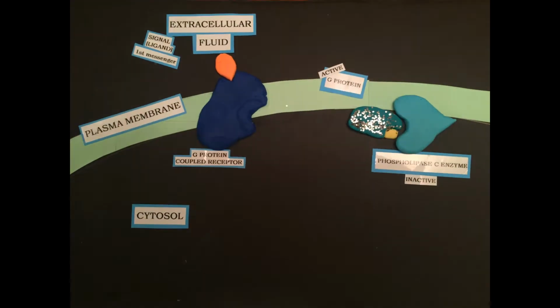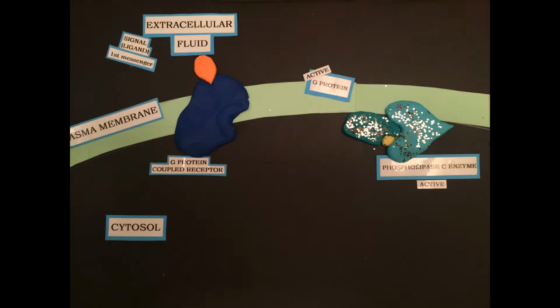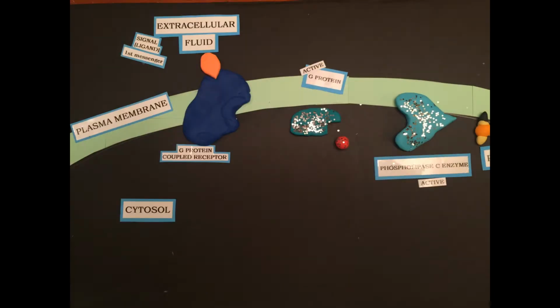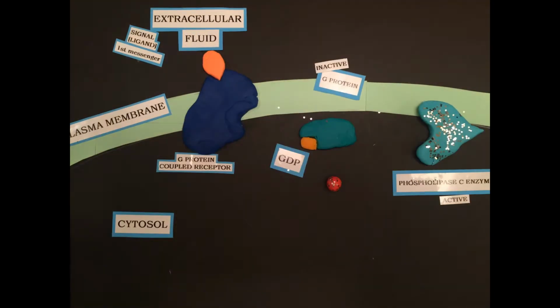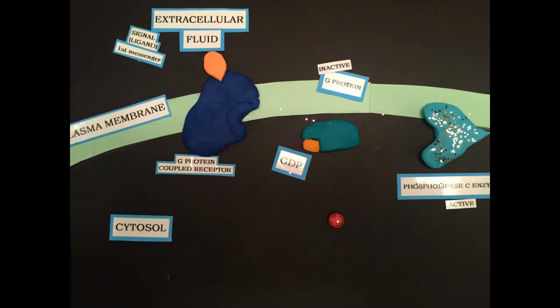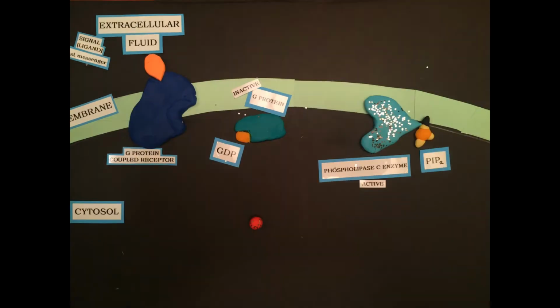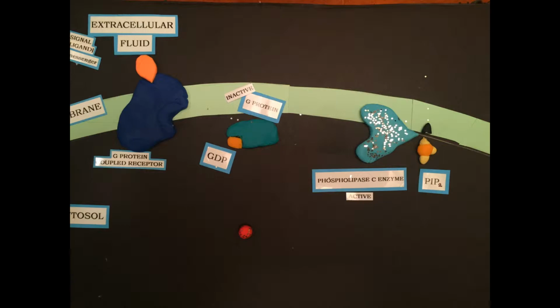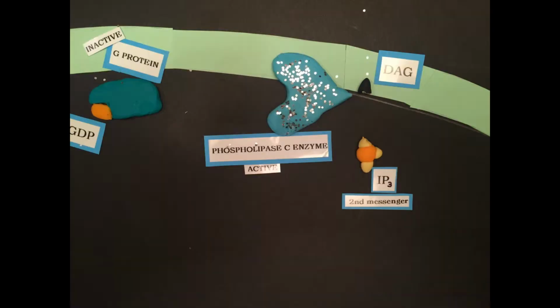The activated G protein then binds to and activates phospholipase C. Once it activates the enzyme, the G protein then hydrolyzes its bound GTP to GDP and a phosphate. Phospholipase C cleaves a plasma membrane phospholipid called PIP2 into DAG and IP3.